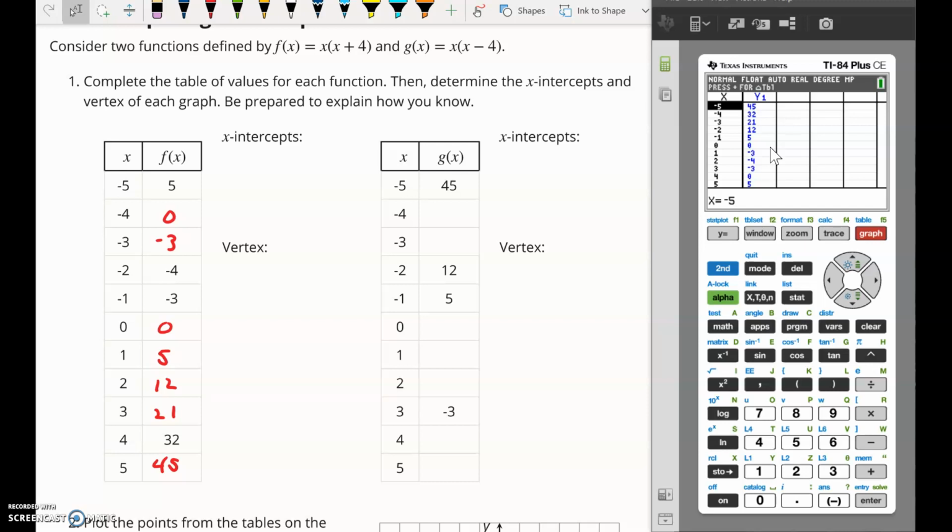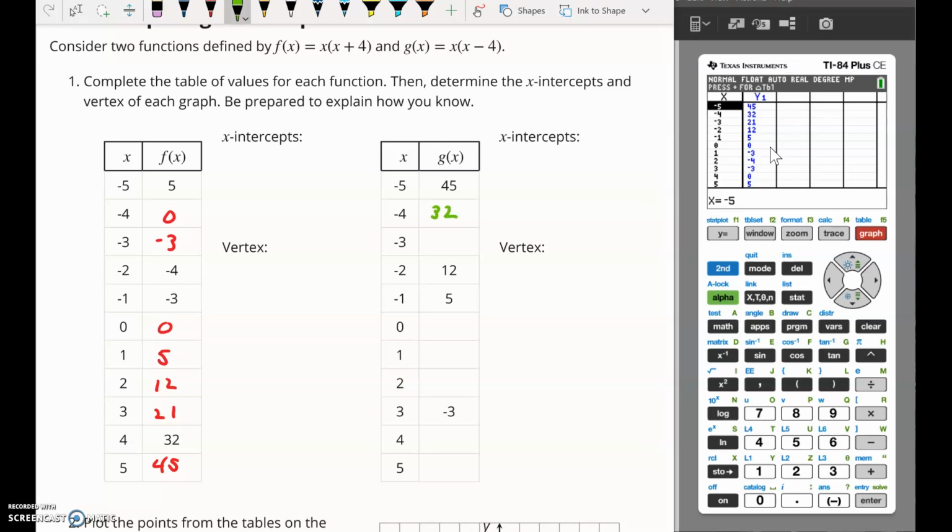Then I have -4, 32, -3, 21, 2, 12, -2, 12, -1, 5, 0, 0, 1, -3, 2, -4, 3, -3, 4, 0, and 5, 5. So there are my two functions.